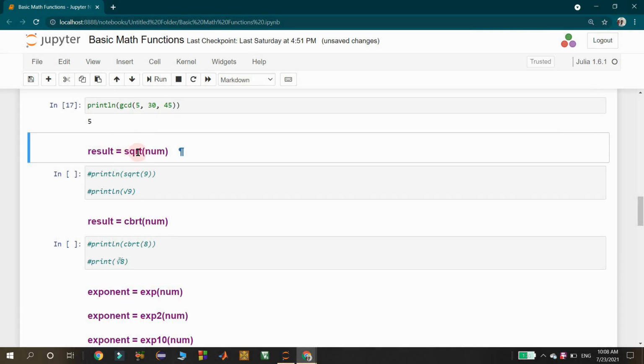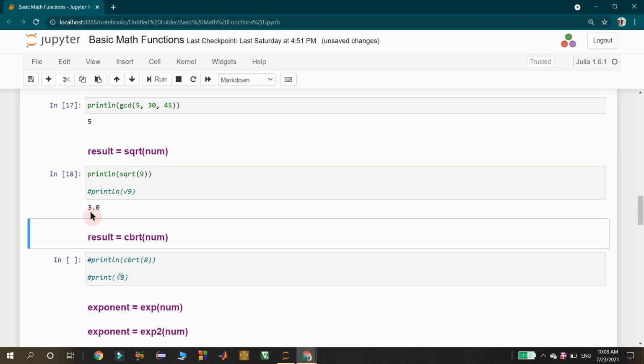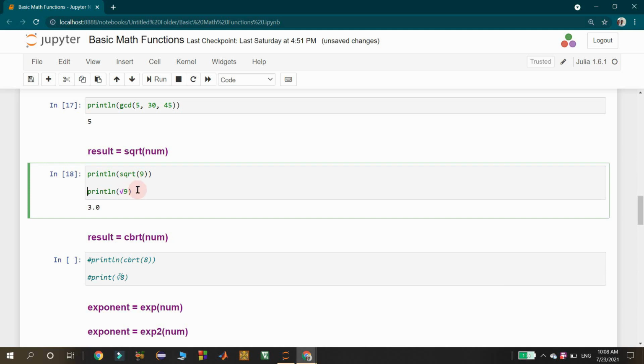sqrt is the function to compute the square root of the given number. Here I am considering an example where I am giving 9 as the input for the square root function. Then we got 3. In the next example, I am using the same function with the square root symbol. So that is also accepted in Julia.